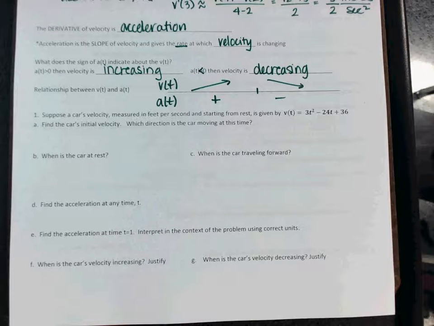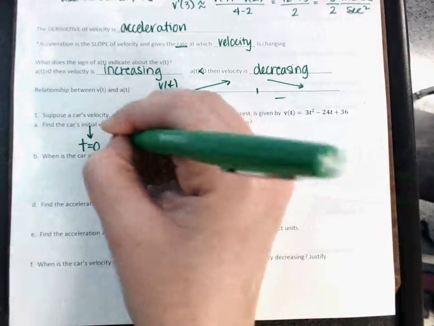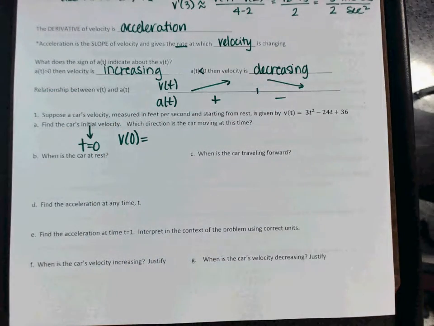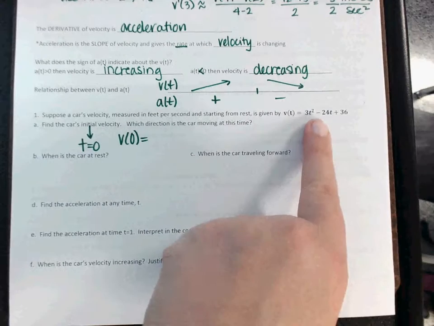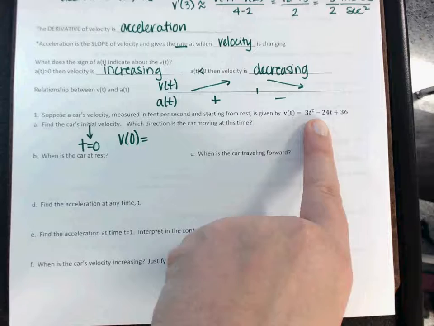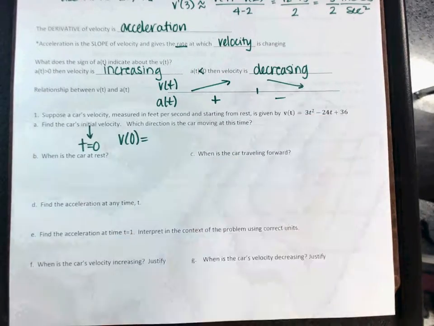So, first thing says initial velocity. Is that new? No. What does initial mean? What time? Time zero. So, I want the velocity at zero. Now, question, do I need to take the derivative if I have already been given velocity? No. In this case, I'm using what they already gave me. So, I'd have zero minus zero plus 36. How many?